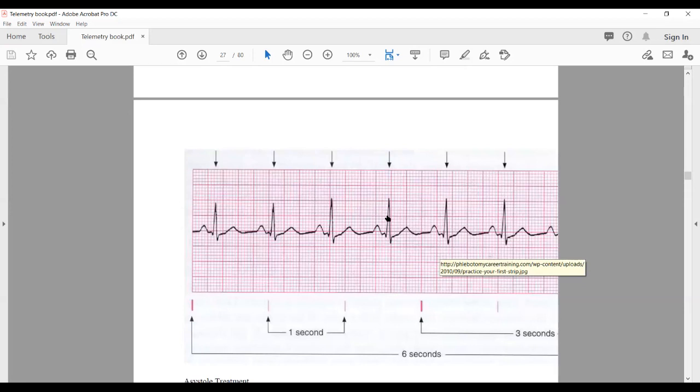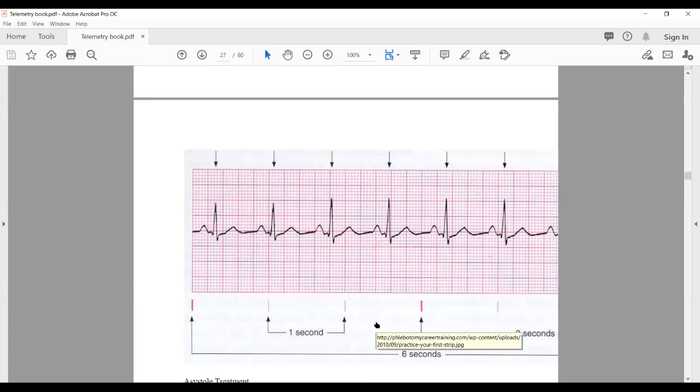Let's count, first of all. Let's think about what a normal sinus rhythm looks like. When I say sinus, what I'm actually saying is a rhythm originating at the sinoatrial node, so it's an atrial rhythm, okay? So, a normal sinus rhythm.